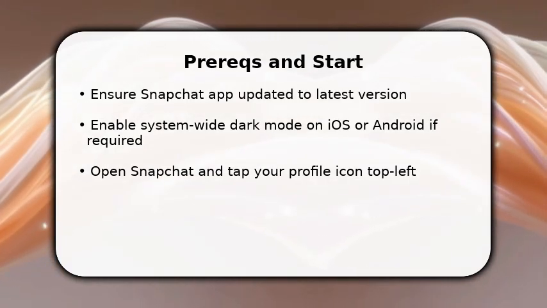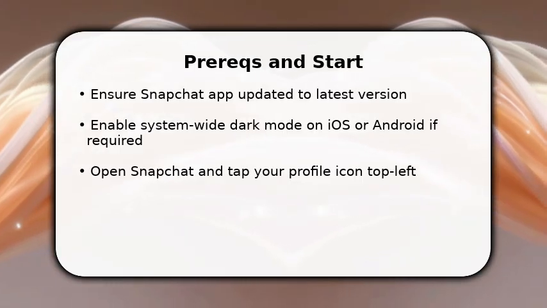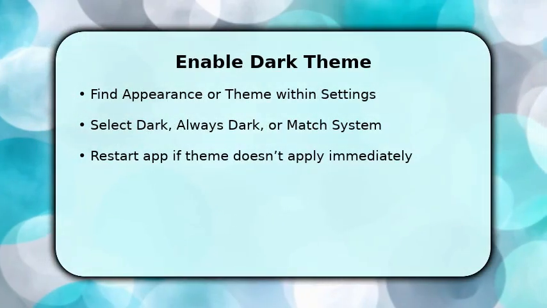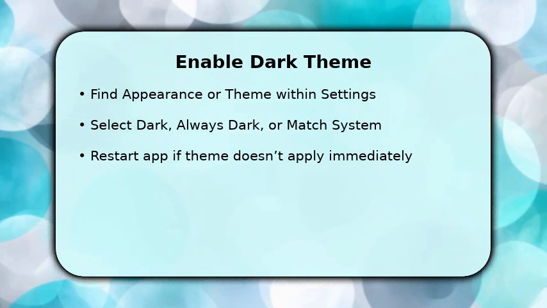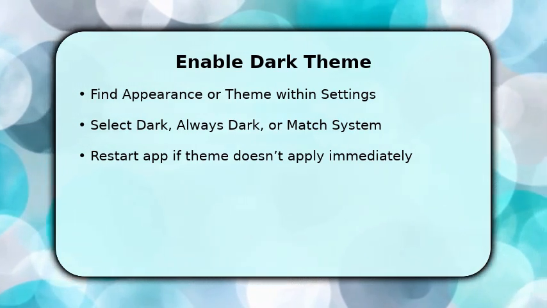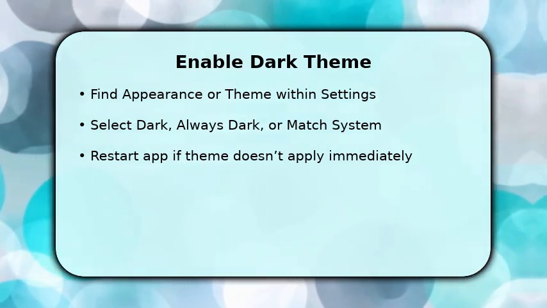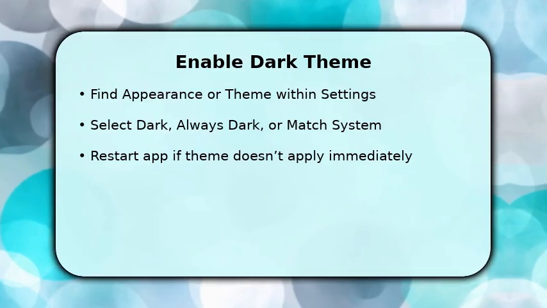Now you've reached the settings area and you're ready to change theme options. You're now in Settings. Look for Appearance or Theme. Tap it and choose Dark to force Snapchat into dark mode. Alternatively, select Match System to follow your phone's dark setting.